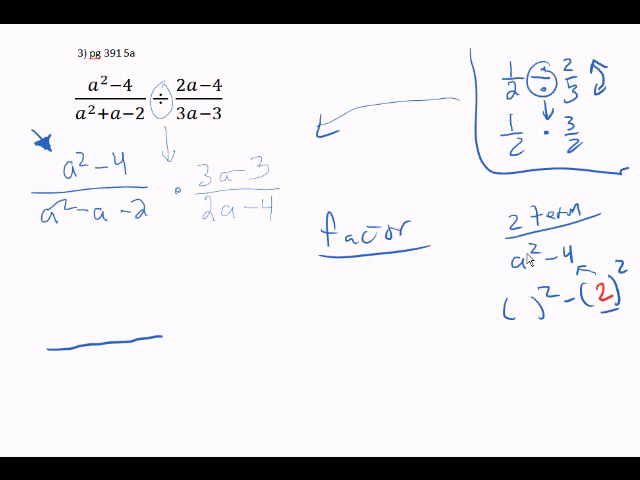What squared will equal 4? What can I put in this parentheses that when I square it equals 4? What goes into that parentheses? Yeah. And then what squared equals a squared?